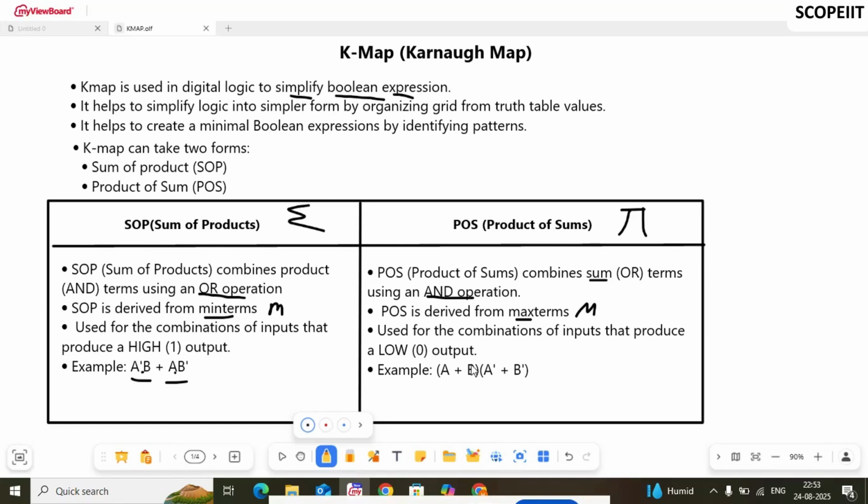Understood? Similarly, what is POS? Here this is a sum, and this is also a sum, and between them is a dot. What we are doing is product of sum.